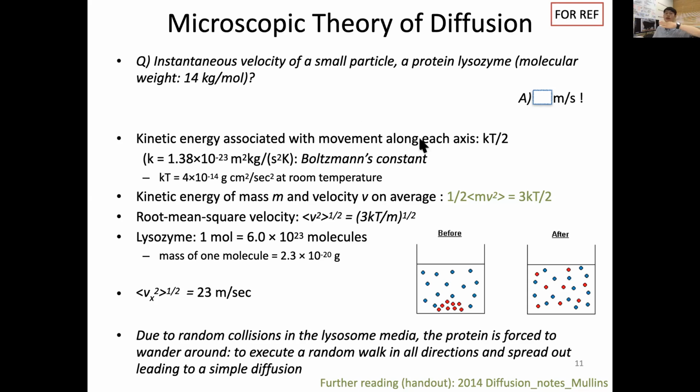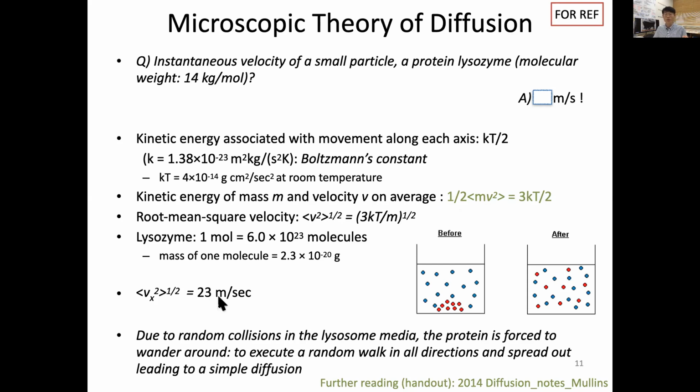Along one axis, this kinetic energy is 1/2 kT, where k is Boltzmann's constant and T may be room temperature, around 300 Kelvin. So the kinetic energy of mass m with velocity v on average, 1/2 m times the average of v squared, would be, over 3 axes of movement, 3/2 kT. Then we can solve this equation to find the average velocity of this particle, and it turns out to be about 23 meters per second.